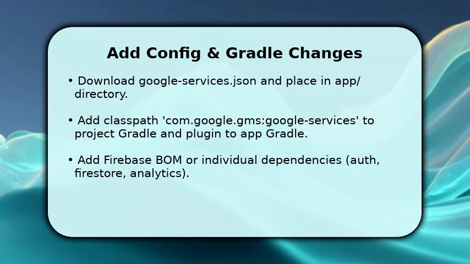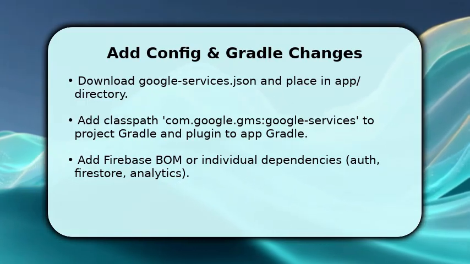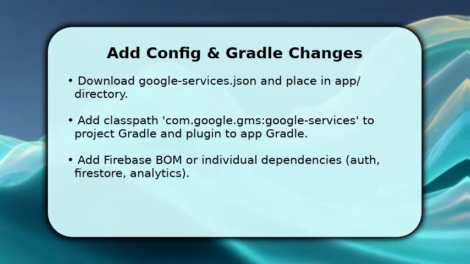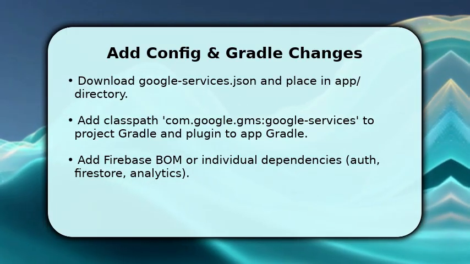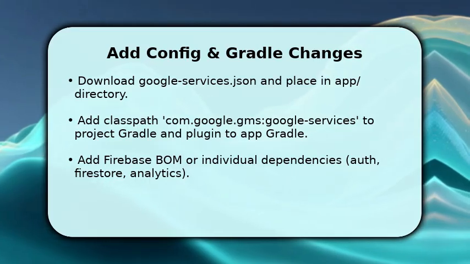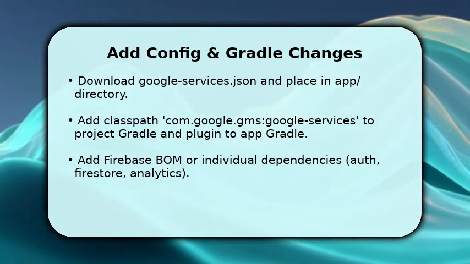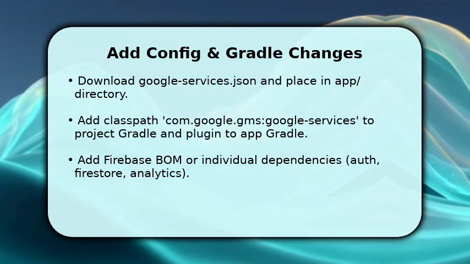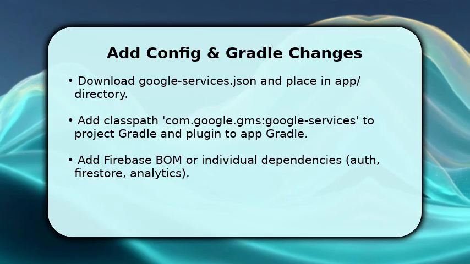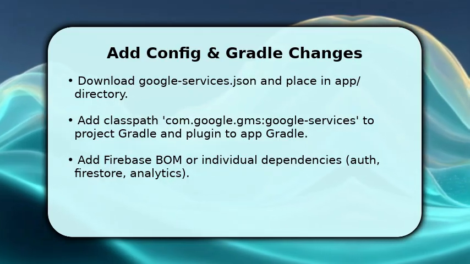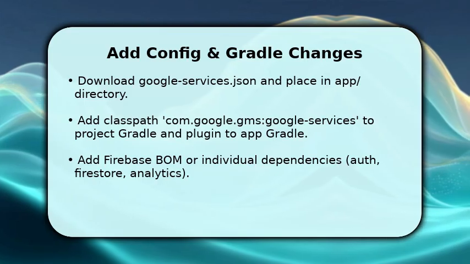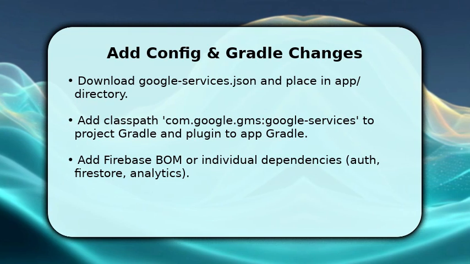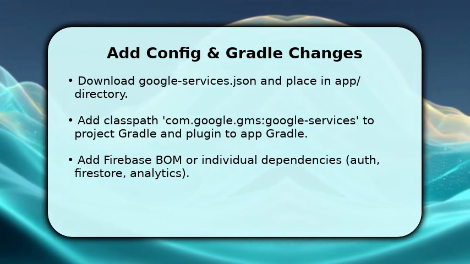Next, download the Google services JSON file from Firebase and place it in the app folder. This supplies your API keys and project ID. Then edit Gradle. Add the Google services class path to the project-level build file and apply the plugin in the app module. Add Firebase BOM or explicit dependencies like auth, Firestore, or analytics to the app Gradle and sync. This wiring ensures your app compiles against the correct Firebase SDK versions and links runtime configuration automatically.